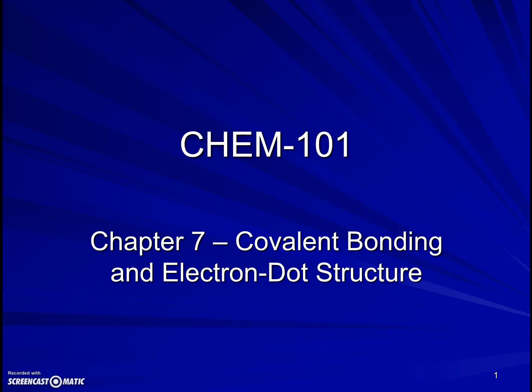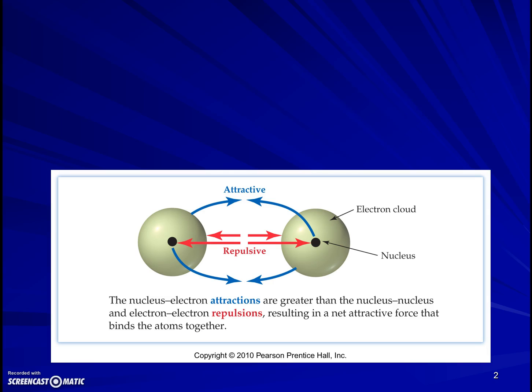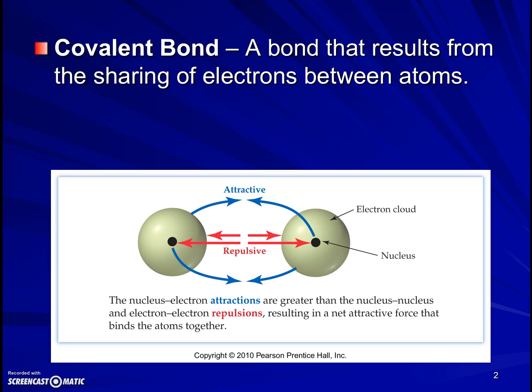In the previous chapter, we talked mostly about ionic bonding, but we introduced this idea of a covalent bond. That's a bond that results from the sharing of electrons between two atoms. And the smallest example of that we can really think of is the hydrogen atom. Hydrogen atom has one electron and one proton.